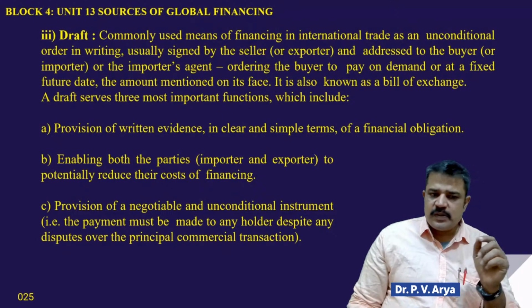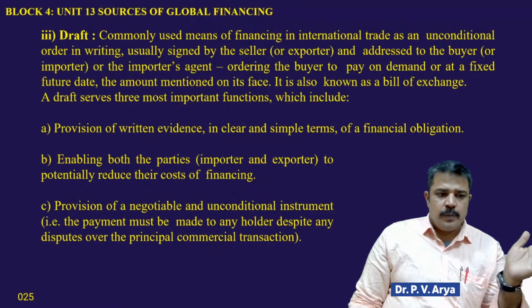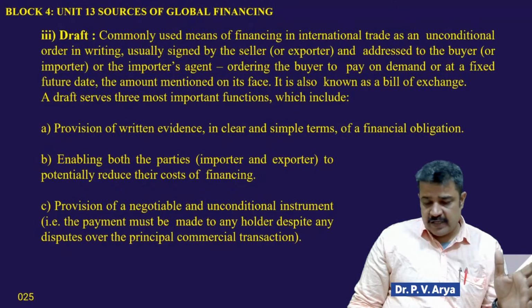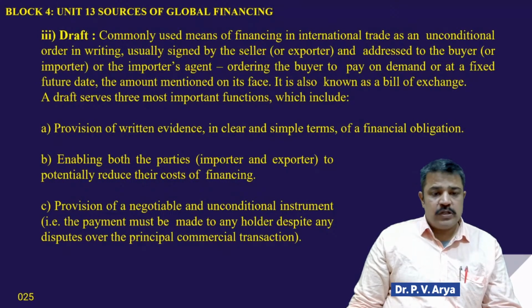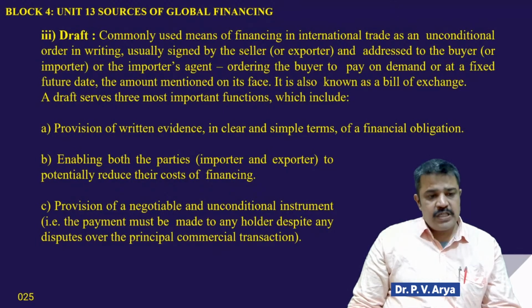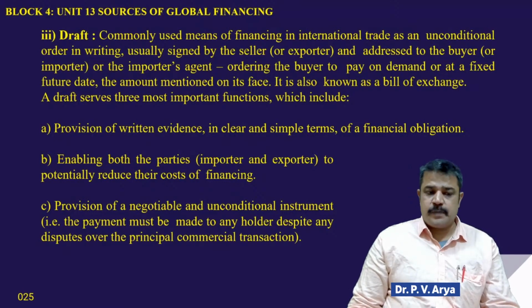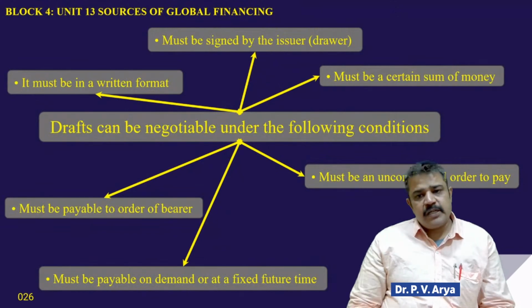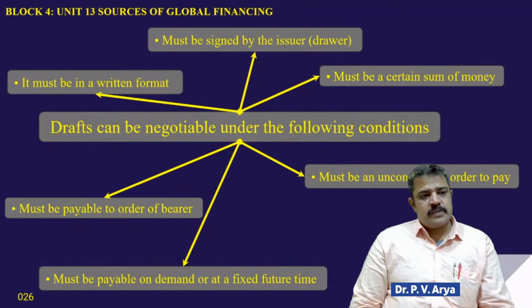A draft serves three most important functions, which include provision of written evidence in clear and simple terms of financial obligation, enabling both parties, importer and exporter, to potentially reduce the cost of financing, and provision of a negotiable and unconditional instrument, that is, payment must be made to any holder despite any disputes over the principal commercial transaction. Drafts can be negotiable under the following conditions. The conditions must be met so that the draft is negotiable.